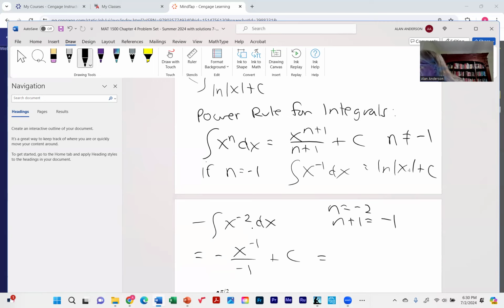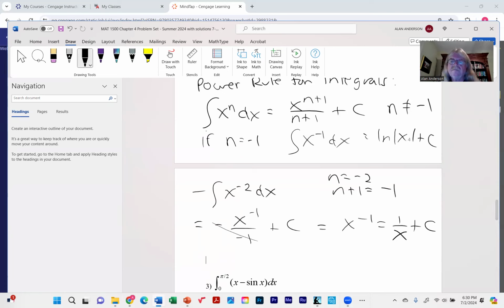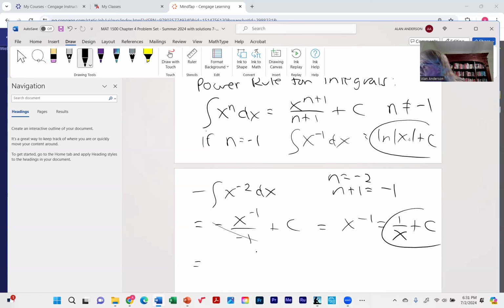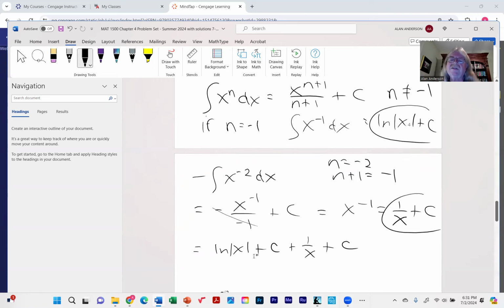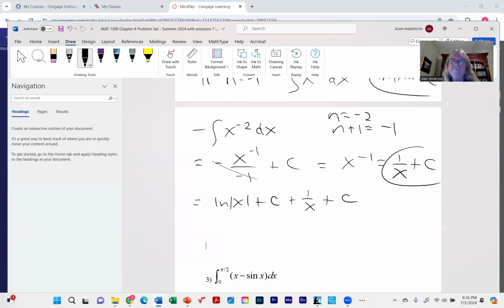Or we can simplify this a little. These negatives cancel out, and we're left with x to the -1, or simply 1 over x, plus c, of course. So we consolidate these. Here's the result of the first part, the second part. So the final answer is log absolute x plus c plus 1 over x plus c. And again, as always, we just simply consolidate the two constants.